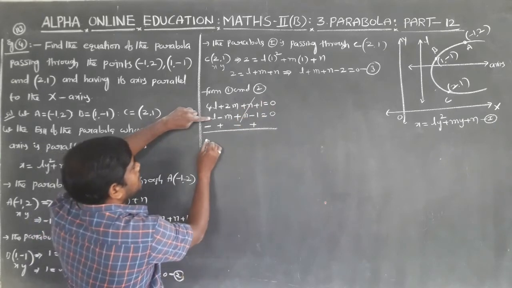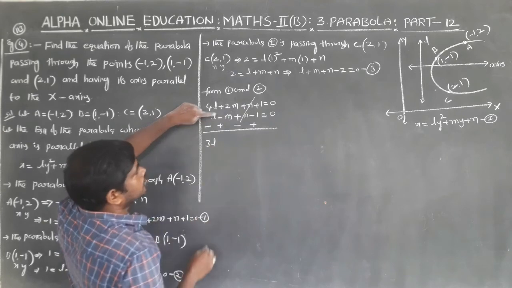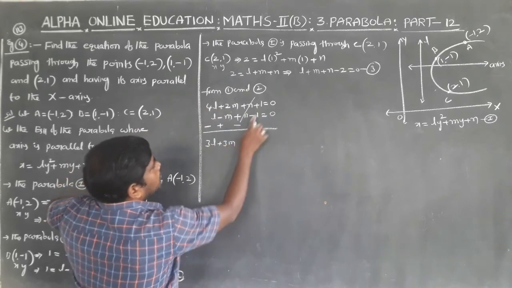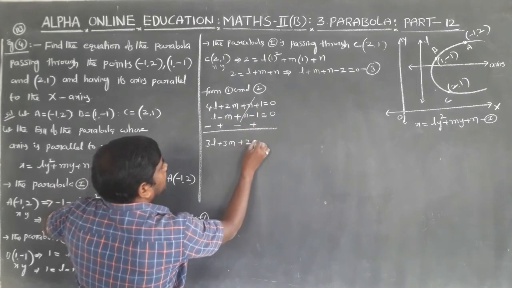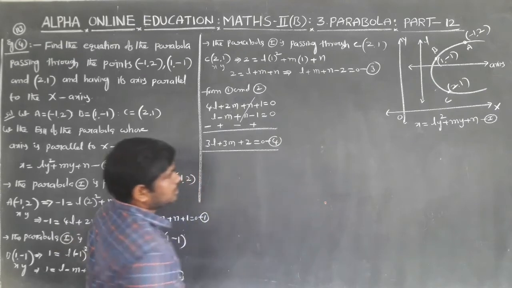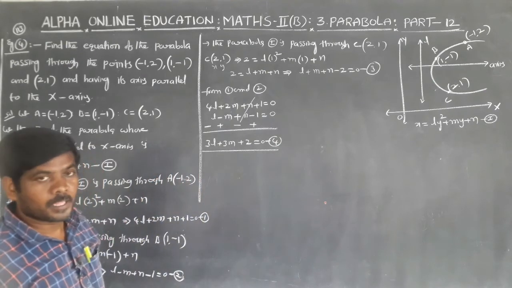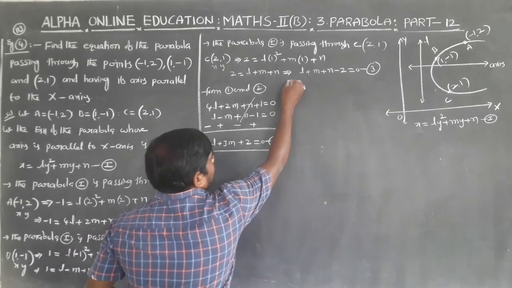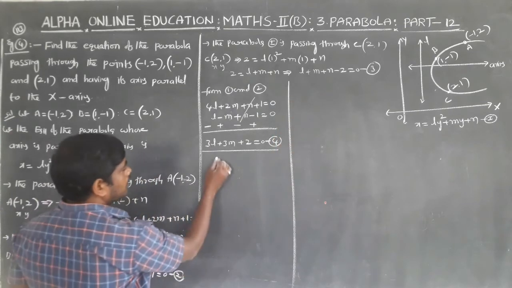4L minus L is 3L, 2m plus m is 3m, plus 1 plus 2 is equal to 0. This is the condition number 4. Again, solving 2 and 3.